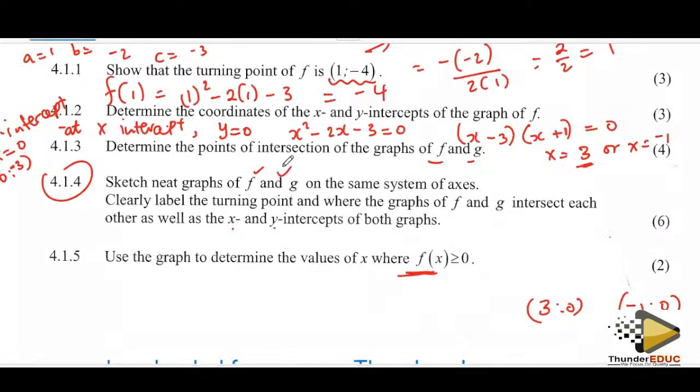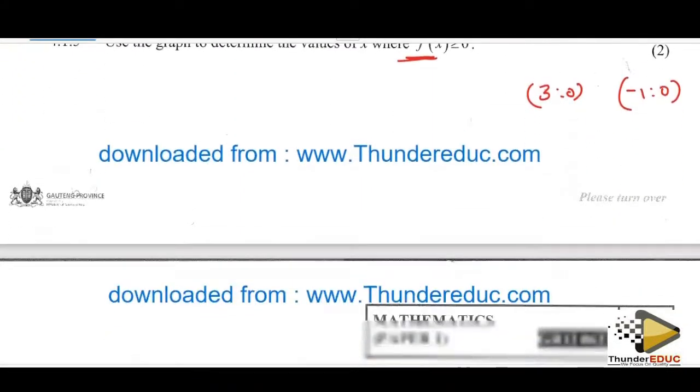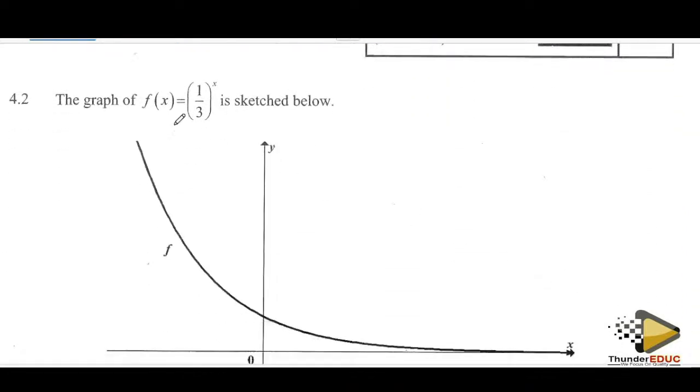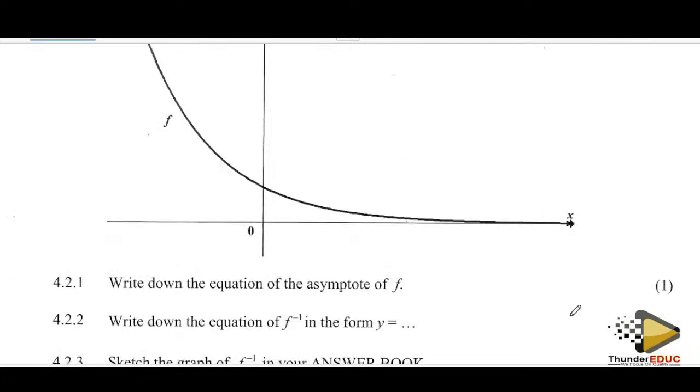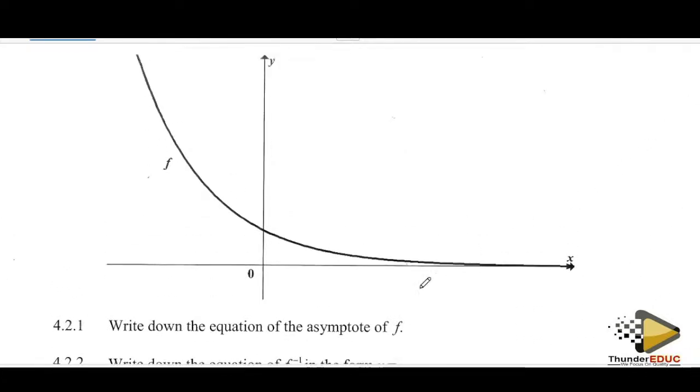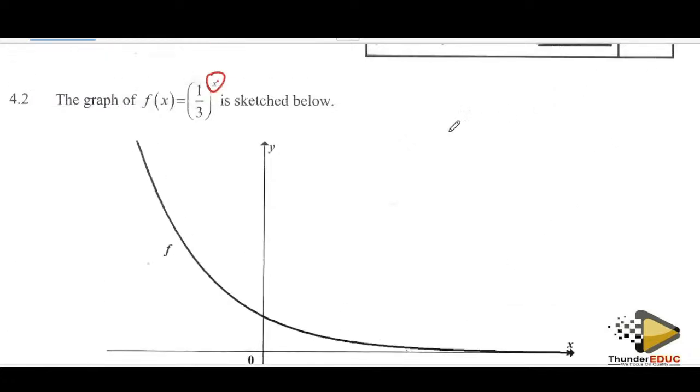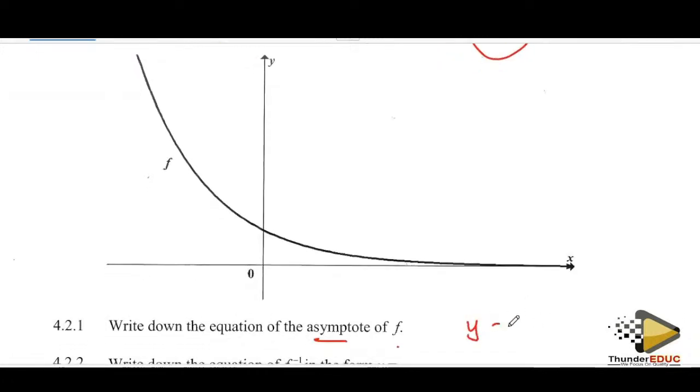All right, so that is 4.1. Moving on to 4.2. This is f of x is equal to 1/3 to the exponent of x. So this is an exponential graph, and it's already sketched for us. Then they want us to write down the equation of the asymptote. Remember, an asymptote is a line the graph cannot cut. In normal cases, if we have a to the x plus q, this q represents the asymptote. But if the question does not put a q there, there is automatically a 0. So the equation is going to be y is equal to 0.